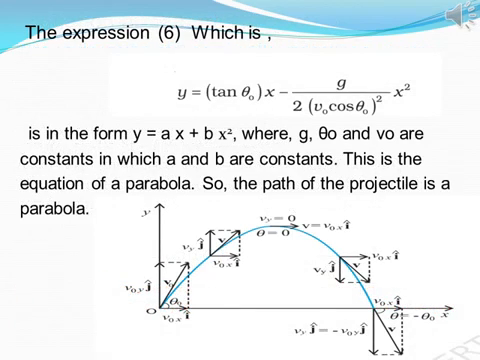I am going to read you the expression 6 again, which is y is equal to tan theta 0 x minus g by 2 v0 cos theta 0 whole square into x square. It is in the form of y is equal to ax plus bx square, where g, theta 0 and v0 are constants, in which a and b are constants. This equation is the parabolic equation. So, the path traced by the projectile is a parabola.